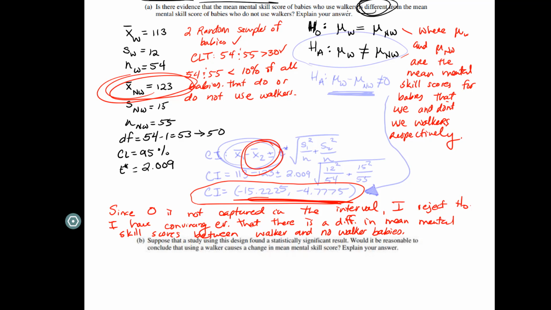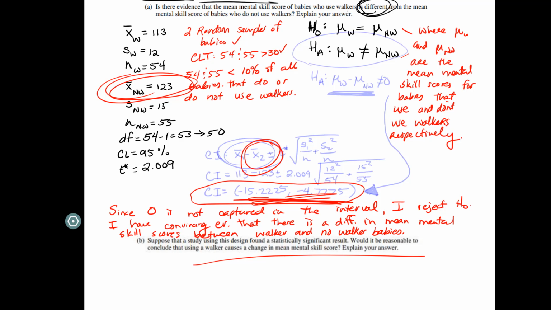Take a look at part B. Suppose that this study, or a study using this design, found a statistically significant result, which we did. We found a statistically significant result. We rejected the null hypothesis. Would it be reasonable to conclude that using a walker causes a change in mean mental skill score? You say, yeah, look, it's different, right? It's lower. The answer is actually no.